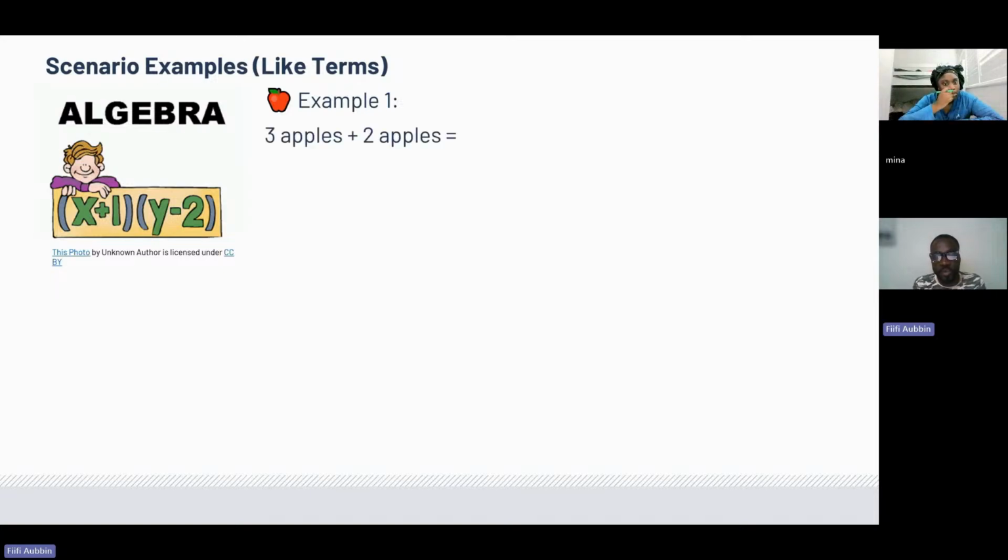Okay. Now let's look at another example. So I've got 3 apples plus 2 apples. Obviously, they are like terms, right? So instead of 3 apples plus 2 apples, probably I can say 3a plus 2a, where the a represents what? Apples. And that's going to give me what? 5 apples. So I want you to think of it in that context, like terms. But if you see a, then if you see a exponent 2, they are not like terms. You cannot add them. That's what I want you to understand, okay?